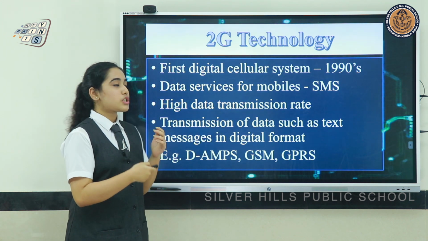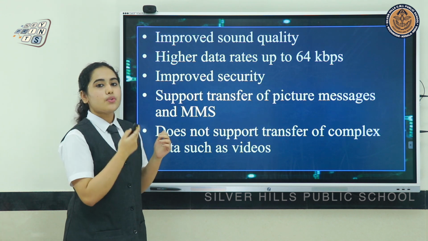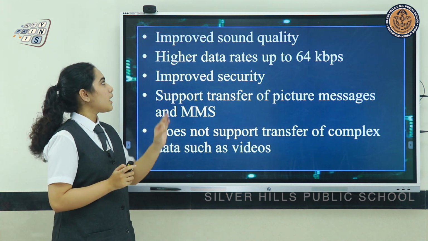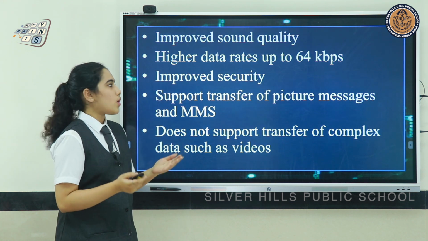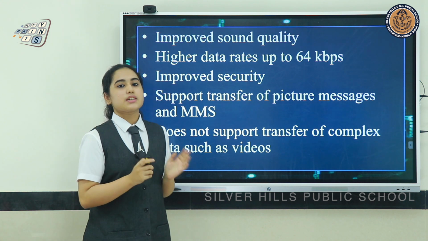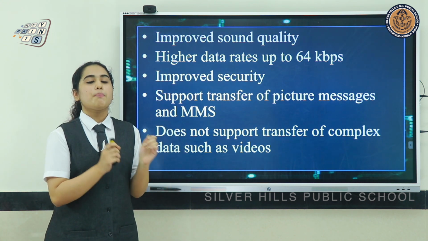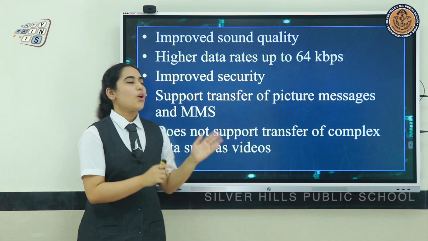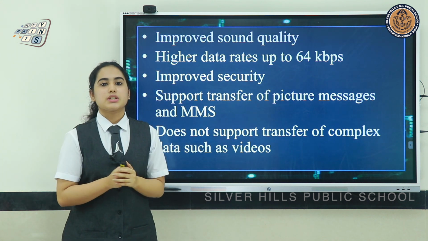Other features of 2G technology: we had improved sound quality. Right, in 1G technology the voice quality was very poor. In 2G we had improved sound quality or voice quality, and higher data rates. It was 64 Kbps. In 1G it was 2.4 Kbps. In 2G we have 64 Kbps. Now we have improved security in 2G technology.